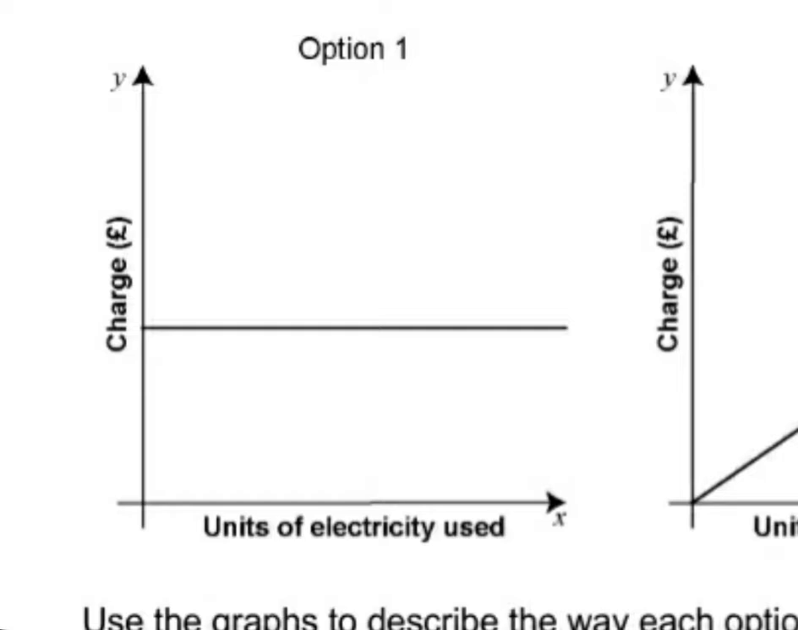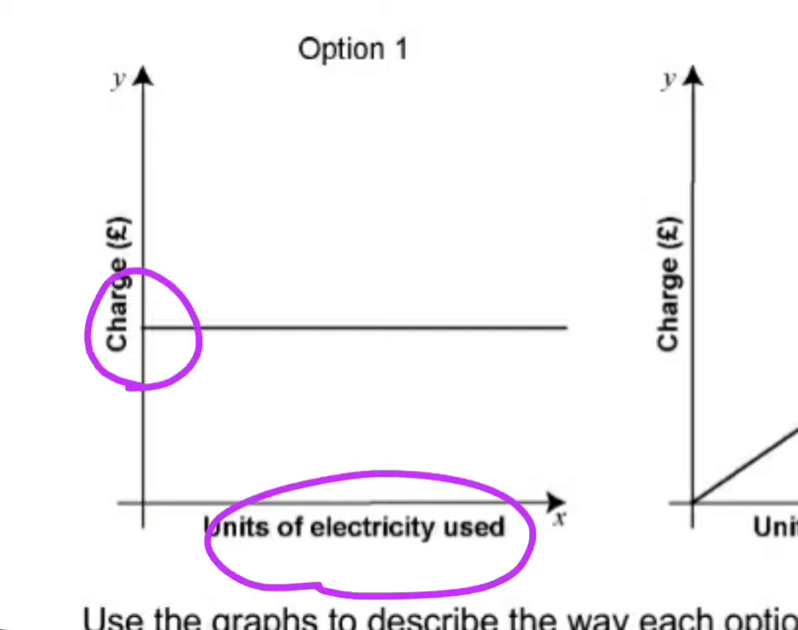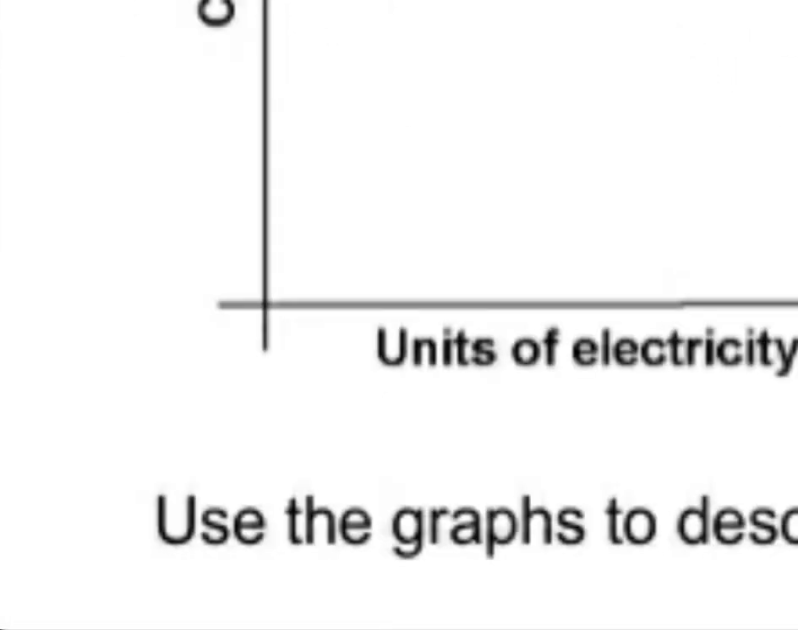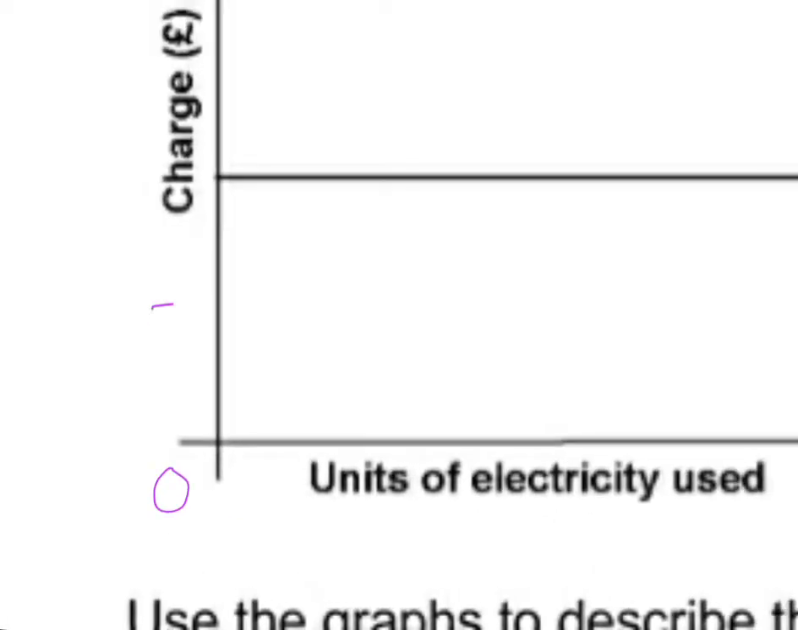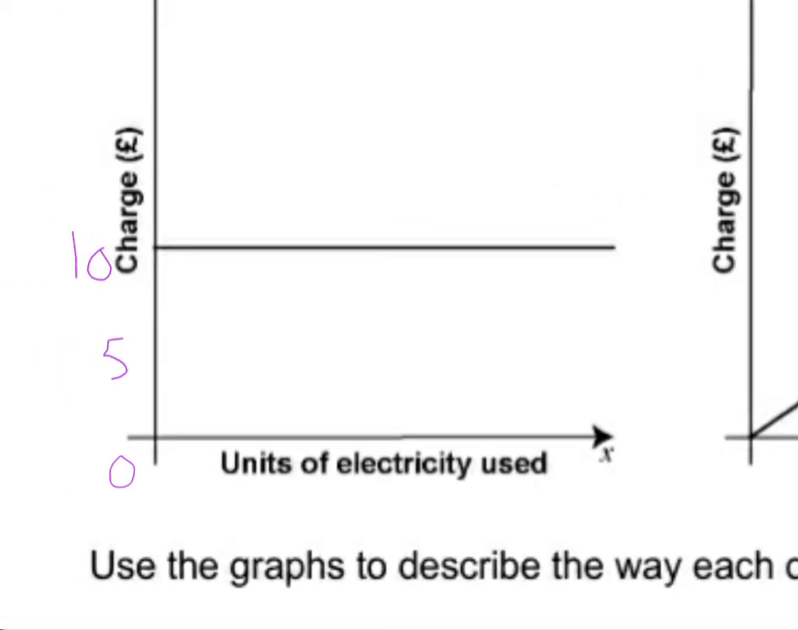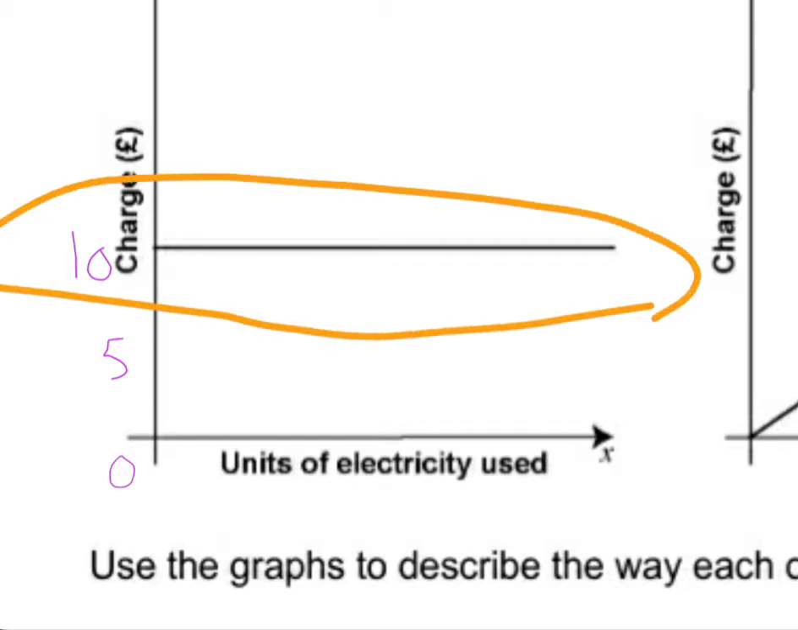Now, as you can see, whatever units you're using in electricity, the charge doesn't change. For example, if the charge here is 0, let's say this is 0. Let's say it starts with 0, and then this is 5, and this is 10 pounds, for example. So no matter the units you're using in electricity, you're paying the same amount of money here. It's 2 pounds. Very good. So the same amount of money all the time, whatever electricity you're using. This is for graph 1.